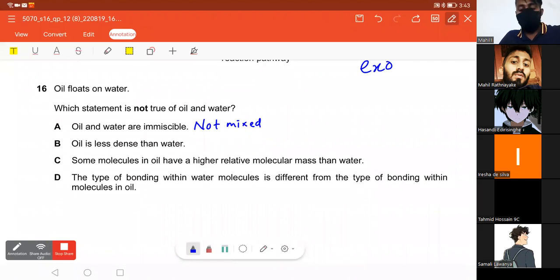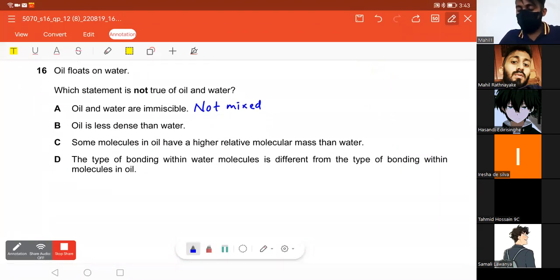Answer is D. Why? Water molecules. Water is made from what elements? Hydrogen and oxygen. That means non-metal. Sorry, covalent. Can you understand?